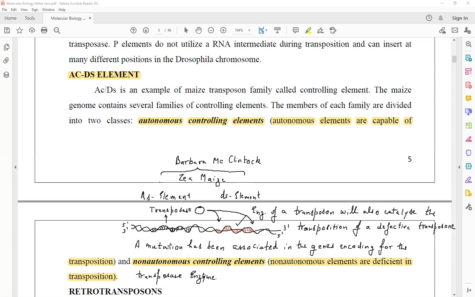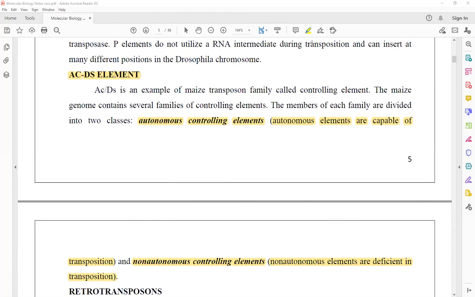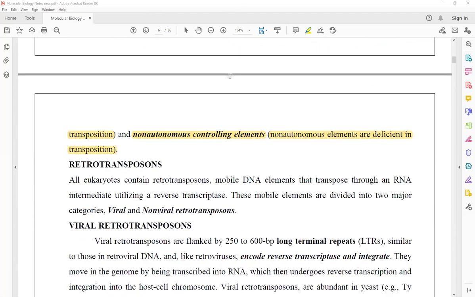This led to the conclusion that the DS elements didn't have the ability to encode the transposase enzyme, but because of the AC element, they have the ability to move from one location to the other. Okay, now moving forward, is this clear? You can take a snapshot. I'm just going to delete this and move forward, clearing all the drawings.